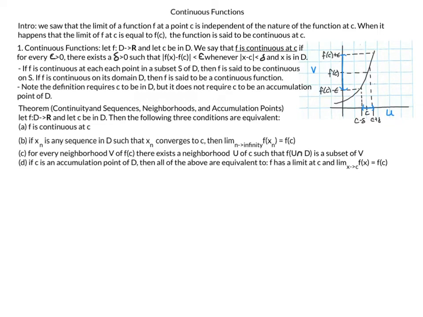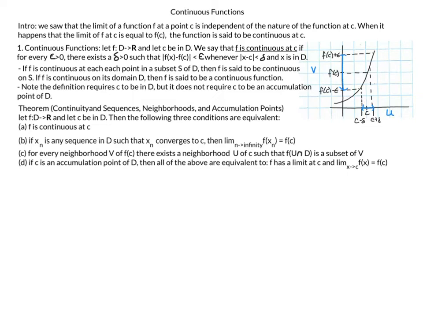In this theorem, we have f as a function from your domain to R, and f is continuous at c. First, we see how it's related to sequences. If x_n is a sequence in D such that x_n converges to c, then the limit of f of x_n should be equal to f of c.